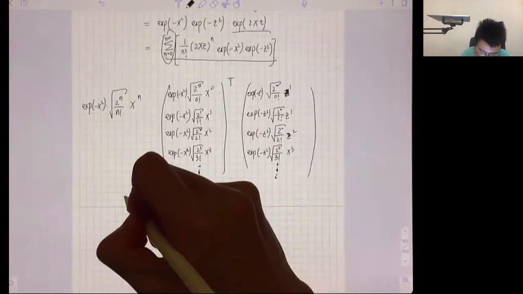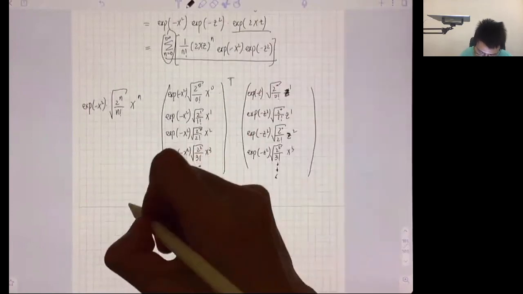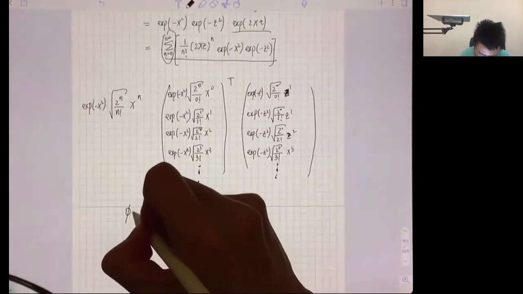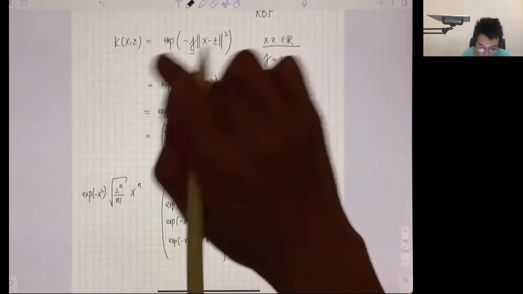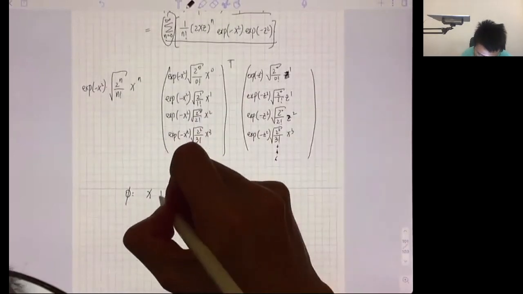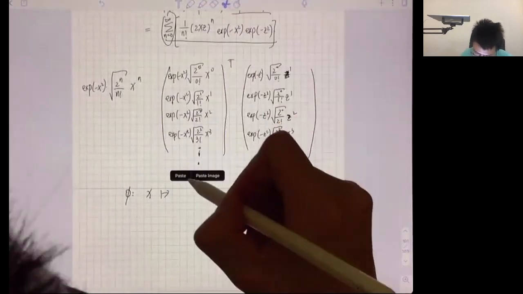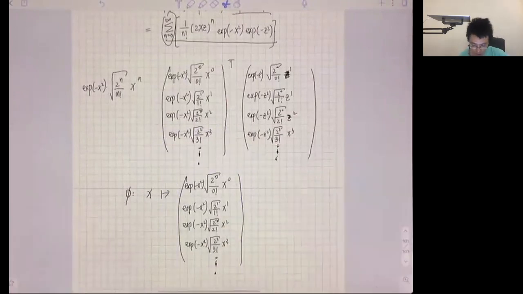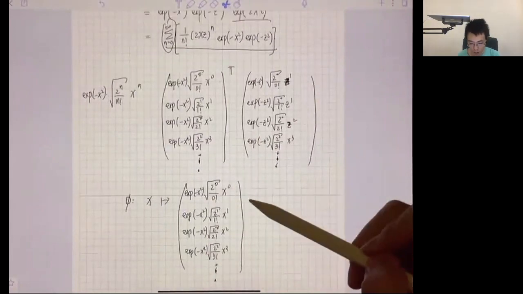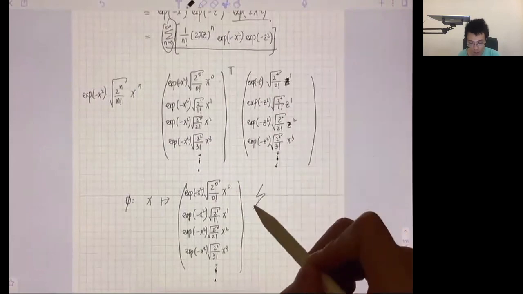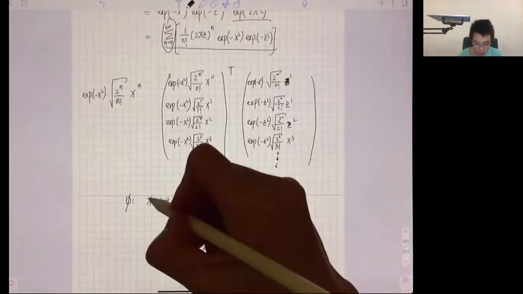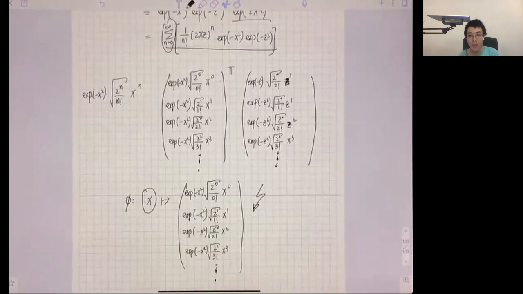So the phi is the mapping for this kernel. It's mapping x to an infinite dimensional vector like this. And definitely you see, if the SVM is doing linear classification in this dimensional space, it can be highly nonlinear in the original space of X. And you see the SVM could be very powerful.